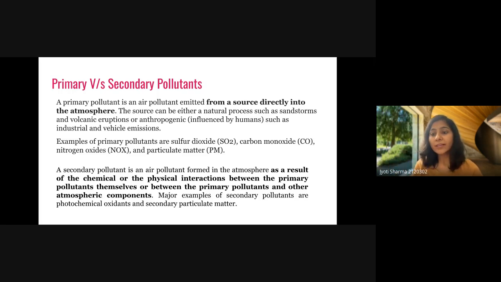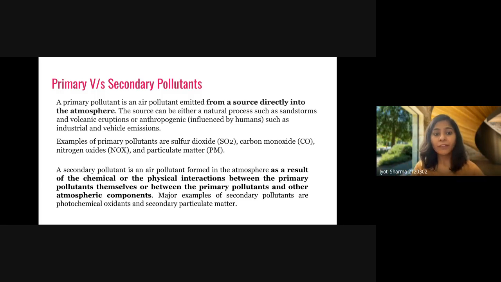Then what do you mean by secondary? The secondary is whatever pollutant we have in the atmosphere, the primary pollutant, that may react with another gas, they may react together, and whatever is formed is considered the secondary pollutant.